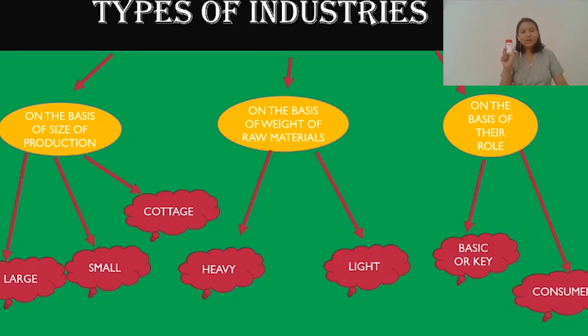No, right? Okay, so learning about types of industry will help you understand from which industry the particular goods are made. So coming to the main point, industries are classified into different groups on the basis of different things. But today in this class, we are going to discuss three. These three are: on the basis of size of production, on the basis of weight of raw material, and on the basis of their role.